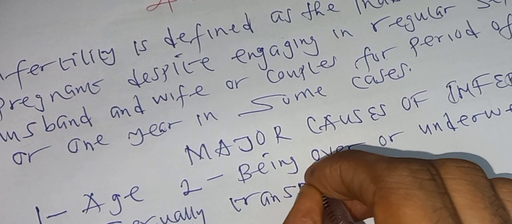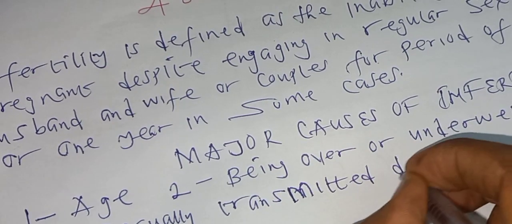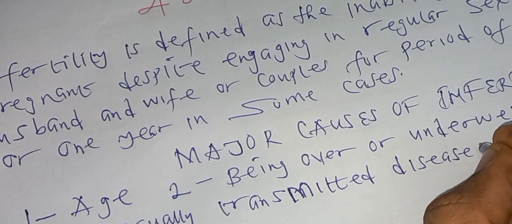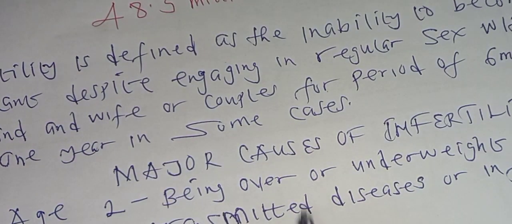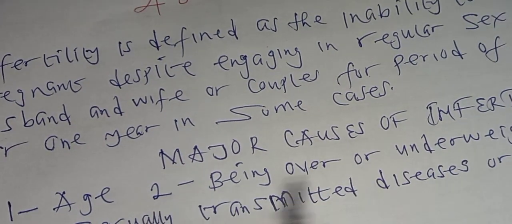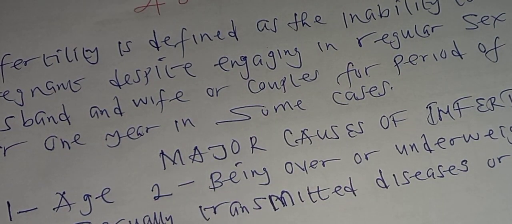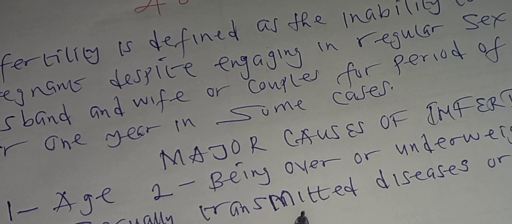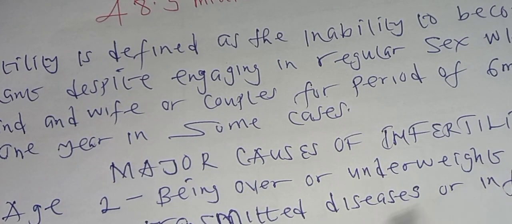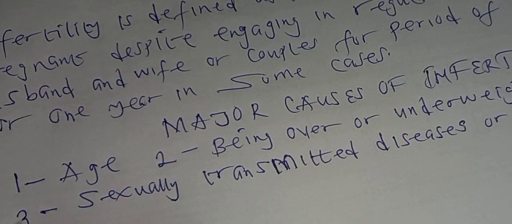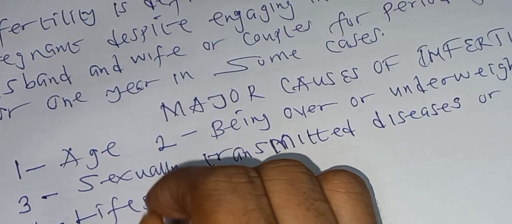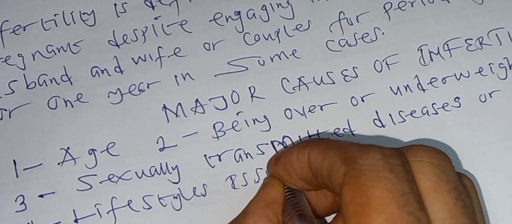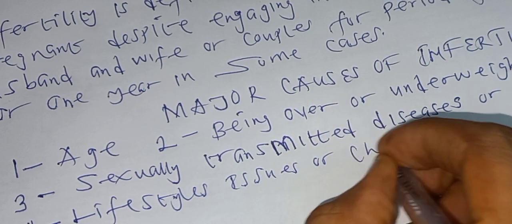Sexually transmitted diseases or infections. These cases may be in husband and wife. So if the husband or wife has an issue with sexually transmitted diseases or infections, it should be treated before they can be a fertile couple. Number 4, lifestyle issues or changes.